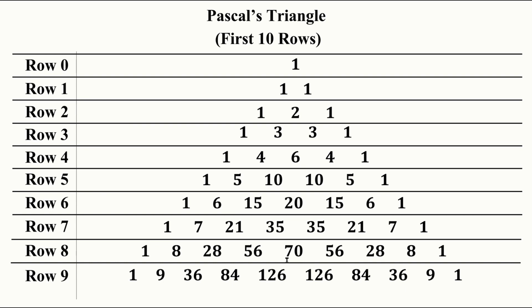Now, of course, for example, row 8, notice, has 1, 2, 3, 4, 5, 6, 7, 8, 9. Row 9 has 10 elements. Each row has one more element than the row number. Row 0 has 1, which is 1 more than 0. Row 1 has 2 elements, which is 1 more than 1. Row 2 has 3 elements, which is 1 more than 2. Row 3 has 4 elements, which is 1 more than 3, etc. And so these are some of the things you want to notice with respect to Pascal's triangle.